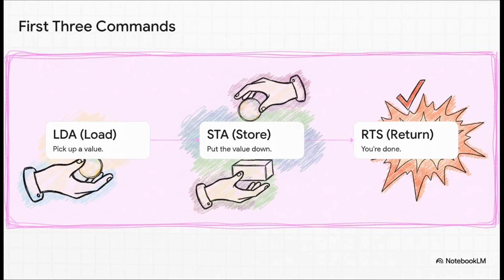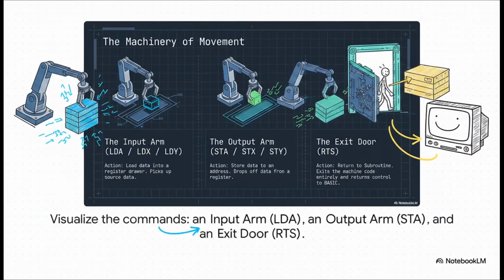Step 2, STA, or store accumulator. This is how you put that value down somewhere else. And step 3, RTS, which is return from subroutine. That just means, okay, I'm done now. So you pick something up, you put it down, and you say you're finished. That's it. And this visual is just a fantastic way to picture it.